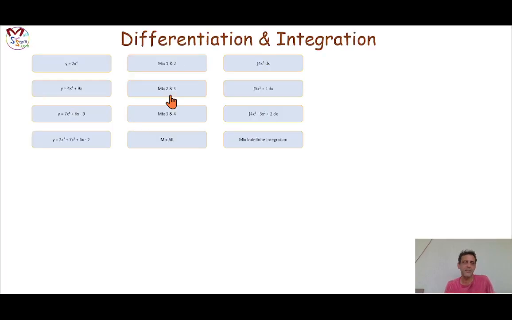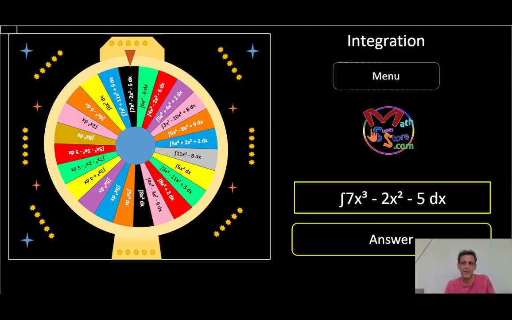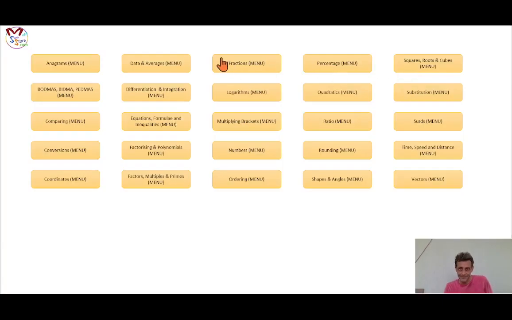We've got differentiation and integration. These are the levels of differentiation. You've got 1 term, 2 terms, 3 terms, and 4 terms. And we can mix these: mix 1 and 2, 2 and 3, 3 and 4, or mix them all as you're going up the students' levels. We've got integration with 1 term, 2 terms, and 3 terms, and then you can mix them as well. So press mix and then quickly go back to the menu. You can see them mixed on the wheel. I don't know what question's coming up, and neither does a student or teacher.